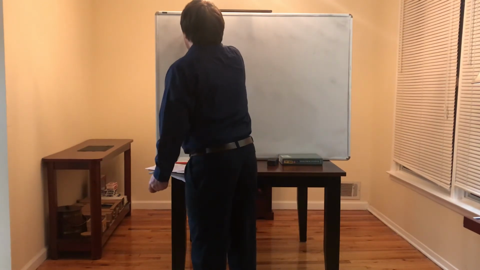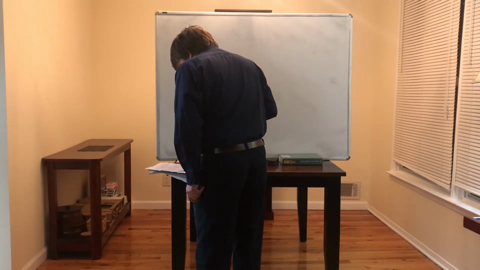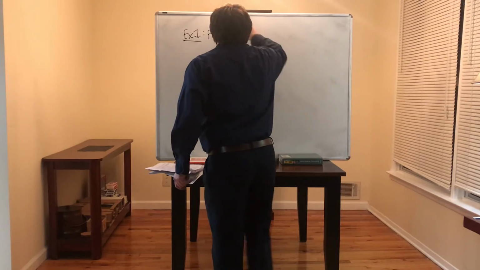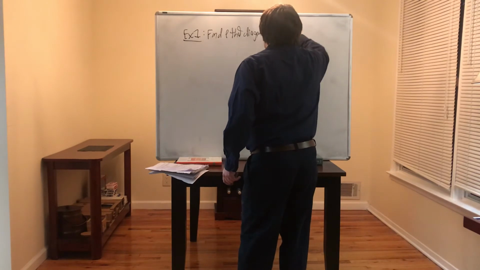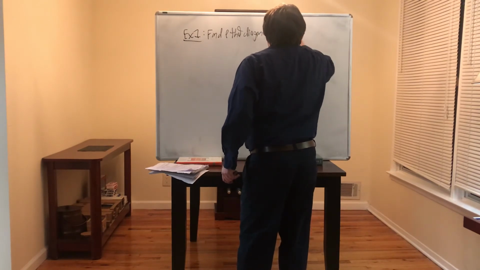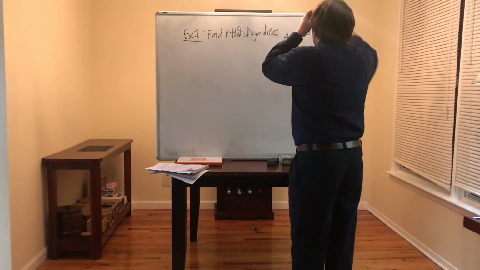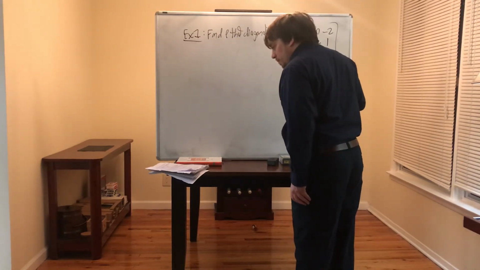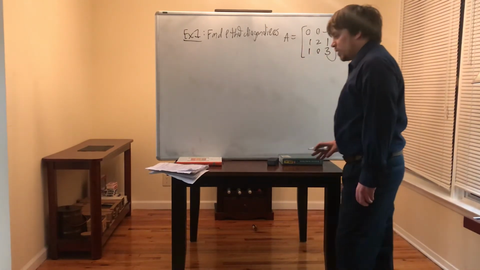Example 1. Find P that diagonalizes this matrix A, where A is [0, 0, -2; 1, 2, 1; 1, 0, 3]. Okay, so find P that diagonalizes that matrix A.